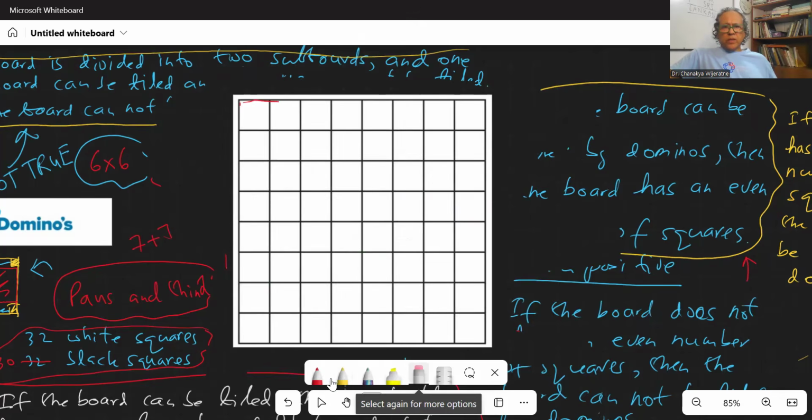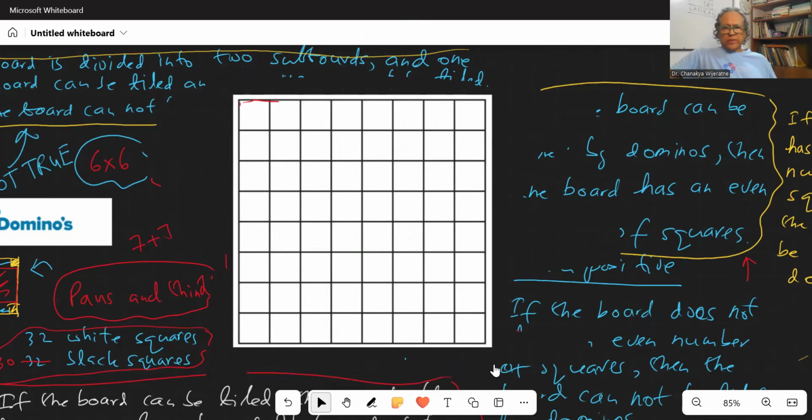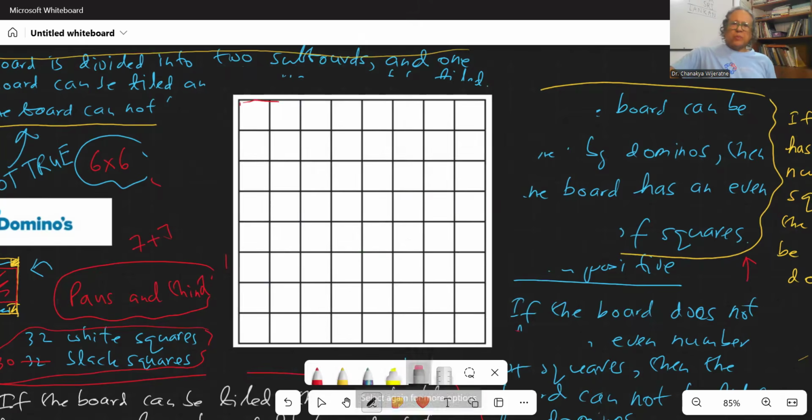Right. Now, what we're going to do is that first, I'm going to draw a path on this chessboard. That means a Hamiltonian cycle. You can look up what that is. It's like a walk on the chessboard which covers all the squares. So this is how I'm going to do it.